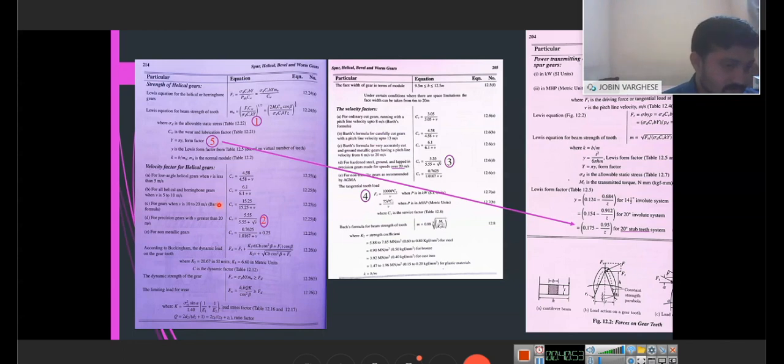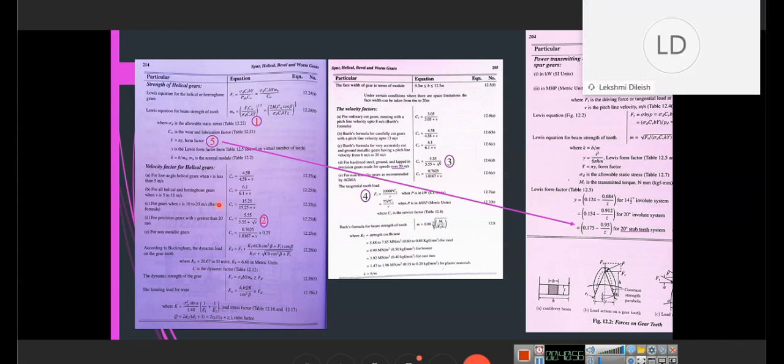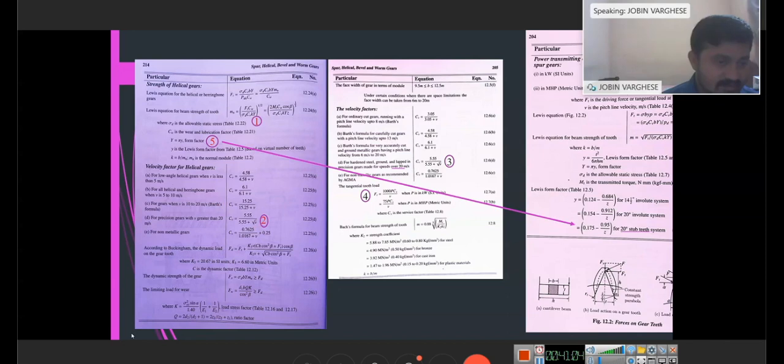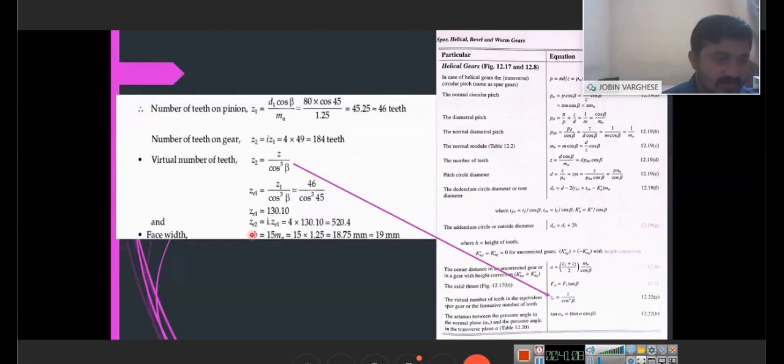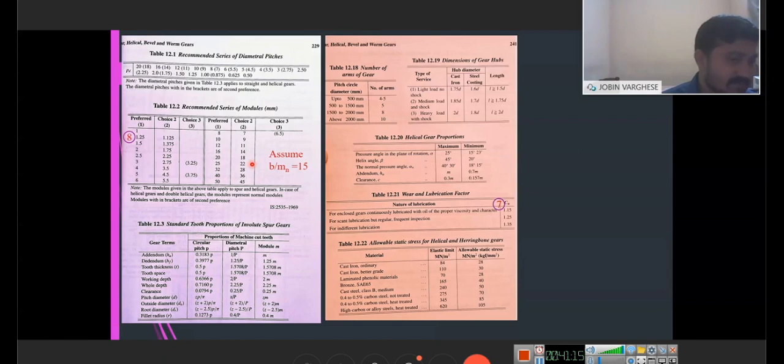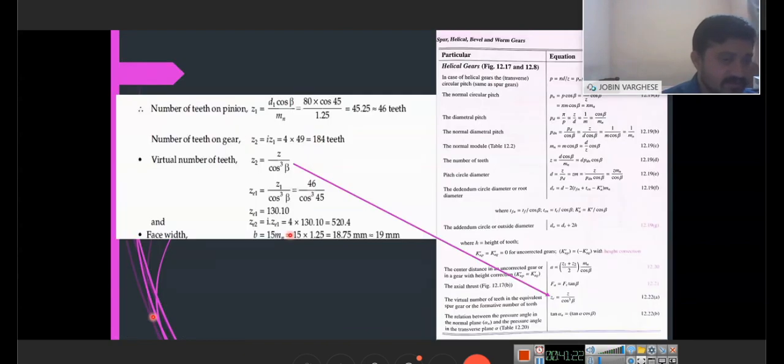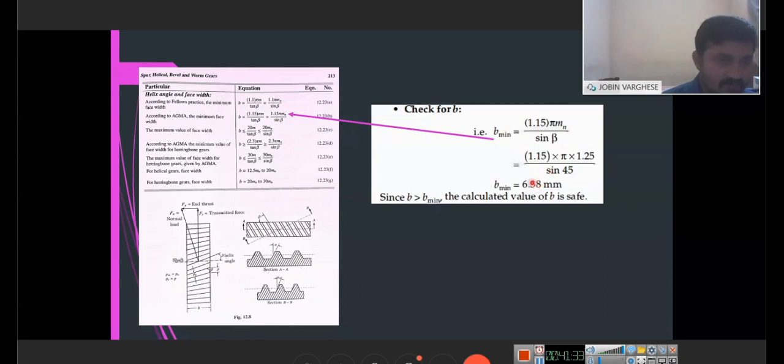Okay, sir. Another question is how to find the face width for helical gears? Yeah, I have shown the face width calculations. We have taken a ratio B by Mn, where B is the face width, B by Mn equal to 15. This is the assumption. Once we come to the module, we can find B equal to 15 into Mn. We are comparing this face width with the minimum face width requirement, which we calculate here in terms of the module. Now B is greater than B minimum, so it's safe.